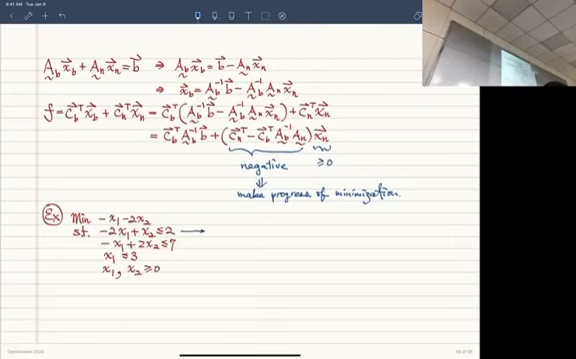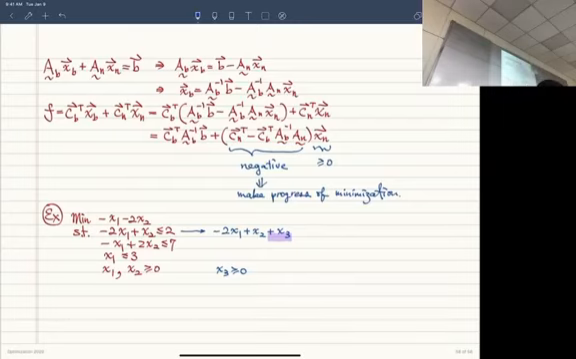Over here, I could rewrite it in this way. And now I introduce a new variable, which is x3. So x3 is a new variable, and I need to make sure x3 is also positive. So this is my new variable.